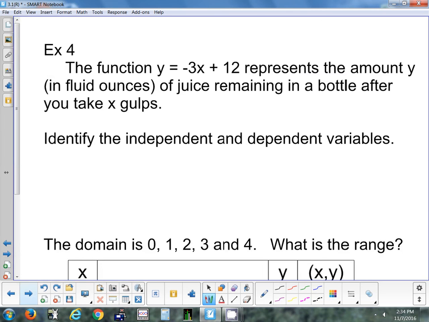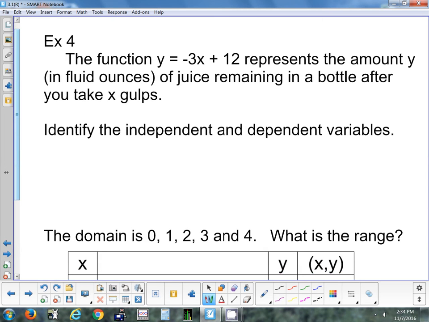You guys have that word problem written down. You have to copy that down. Okay, so example 4. They give us a formula, and this formula represents something. It doesn't even really matter what it represents, but it happens to represent how much liquid is left in your glass after you take a certain amount of gulps from it. So the two things I'm looking at in this problem are how much juice is left and how many gulps I take.